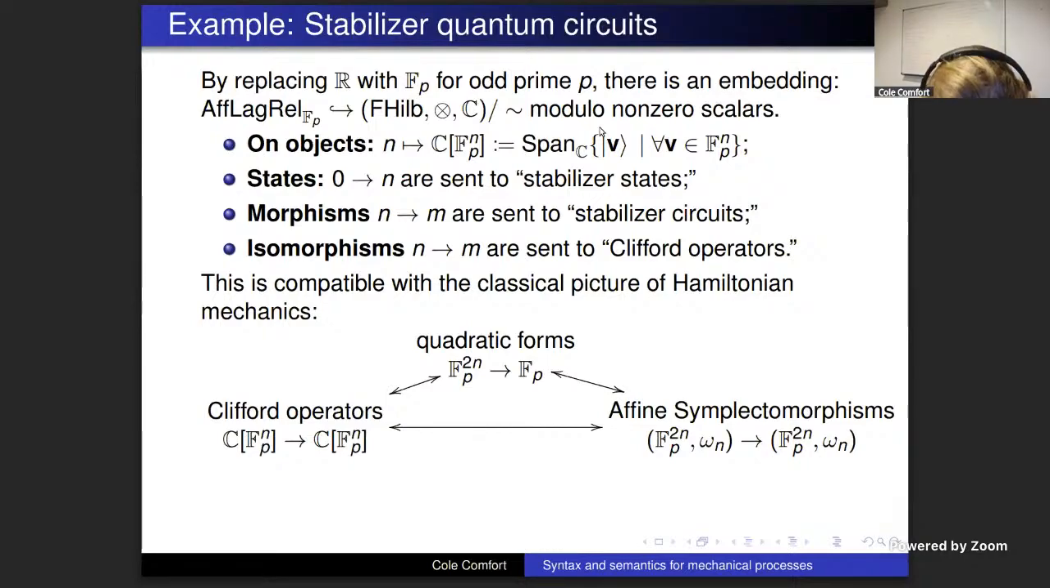So this whole story that I told about classical mechanics works for quantum mechanics when you take the field to be F_p rather than the real numbers. So you have your quadratic forms, which are now over F_p, right? So this is like the finite-dimensional quantum analog of a Hamiltonian. It's a quadratic function from F_p to the 2n into F_p. And from this, you can get an affine symplectomorphism, basically by doing the same thing I had before. Or you can get a Clifford operator. And all of these three ways of thinking of things are equivalent.